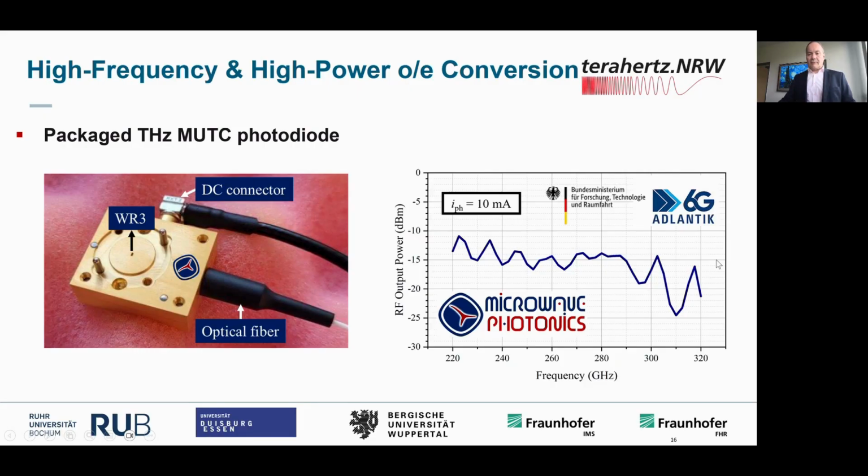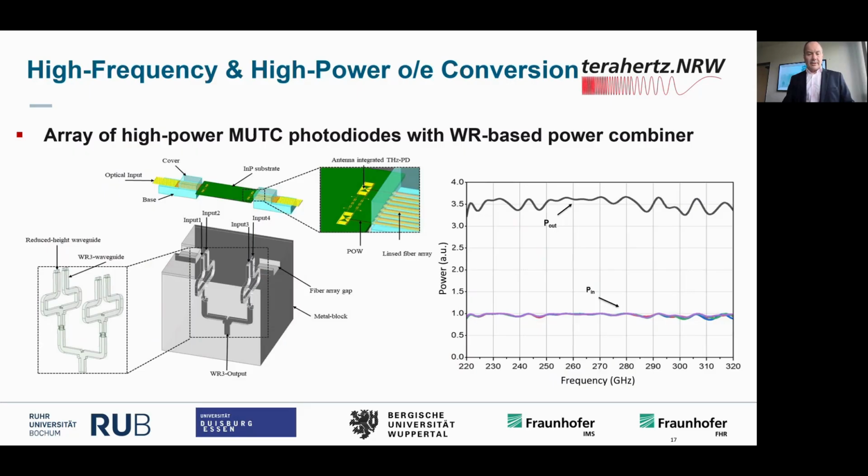And on the right-hand side, you see the performance. This is for a medium photocurrent of only 10 milliampere. We are reaching something between -10 to -15 dBm output power. We can operate these photodiode chips up to 30 milliamps, so at much higher photocurrent levels, so the output power can be increased. The maximum saturation output power is in the area of about half a milliwatt at around 300 gigahertz. So that's one fundamental component.